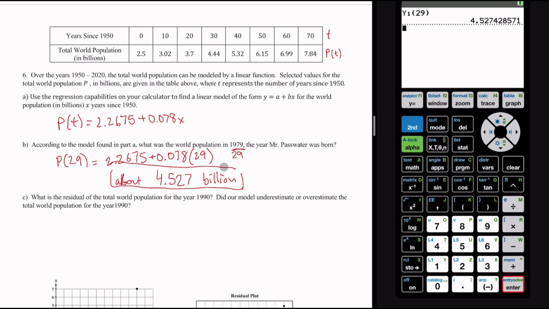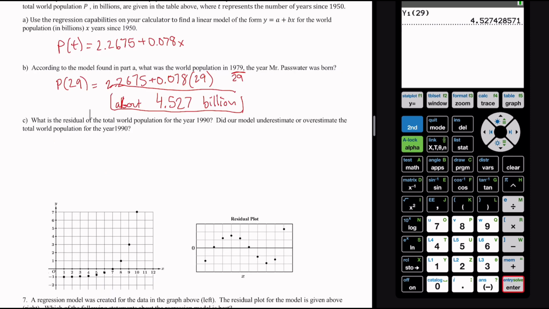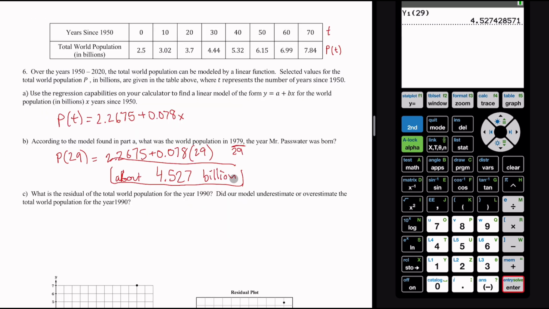So that's our answer. So what is the residual of the total world population for the year 1990? Which looks like it's 90 minus 50 is 40 years. So we can write down here 40. And did our model underestimate or overestimate the world population for the year 1990? We already see 40 years is on the table right here, so we're gonna highlight that.